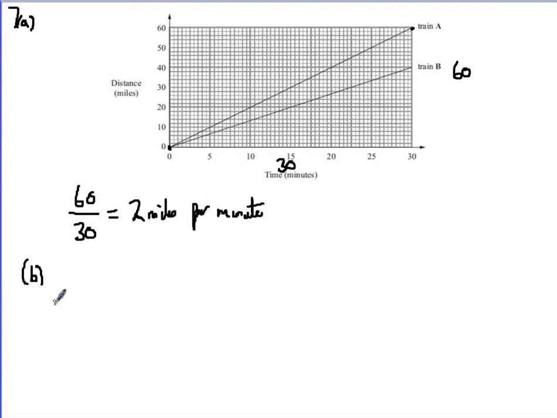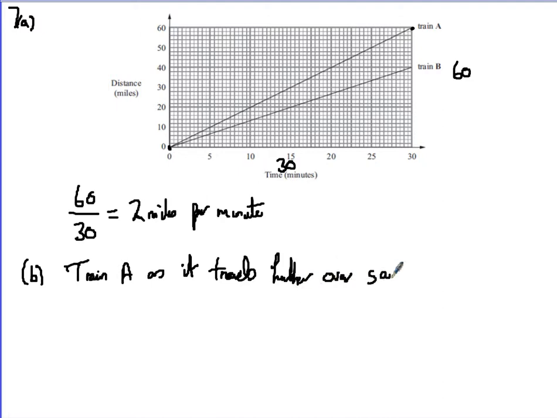B, which train is travelling at the greatest speed? You must explain your answer. Train A, as it travels further over the same time.